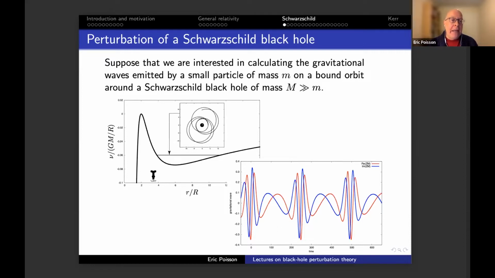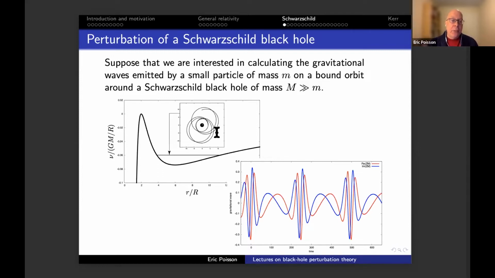So what I'm plotting here is the well-known effective potential for geodesic motion in Schwarzschild. I'm talking here about a generic orbit that would be typically eccentric, would oscillate between an inner radius here and an outer radius here. And for this particular orbit, with this particular value for the energy and angular momentum, we would have an orbit that looks like this.